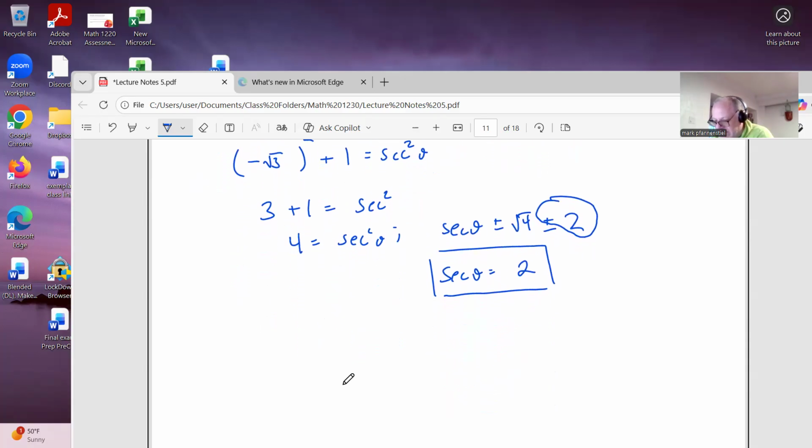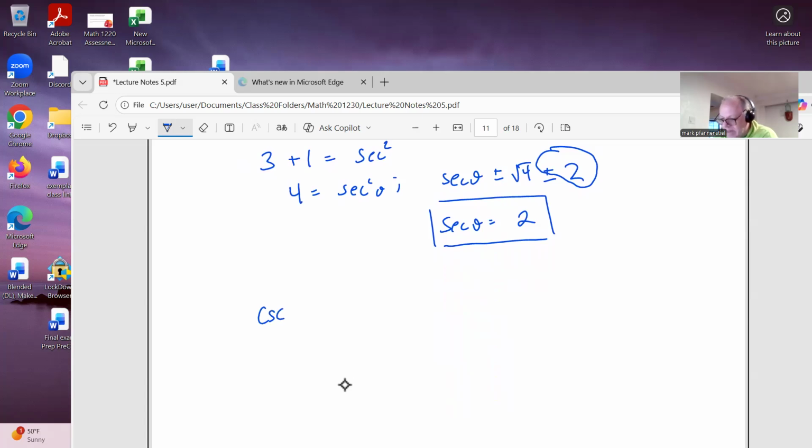Okay, this one is a little bit tricky. So we have the cosecant, and again, there's a lot of different ways of doing this. Cosecant of theta was equal to 7 over the square root of 13. I'm going to double check that, that seems a little fishy. So we're going to say 7 divided by the square root of 13. Okay, so this is a value that works.